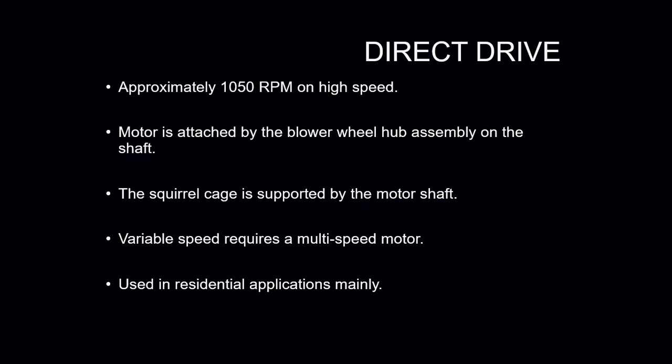With these types of assemblies, the motor is going to be attached directly to the blower wheel assembly on the shaft. The scroll cage is what supports the motor assembly and the motor shaft. Most of the time, what you're going to see nowadays, especially with direct drive blower assemblies, they're going to be found in a lot of residential applications mainly. Some older furnaces out there will have belt driven, but a lot of our newer style stuff is going to be direct drive.